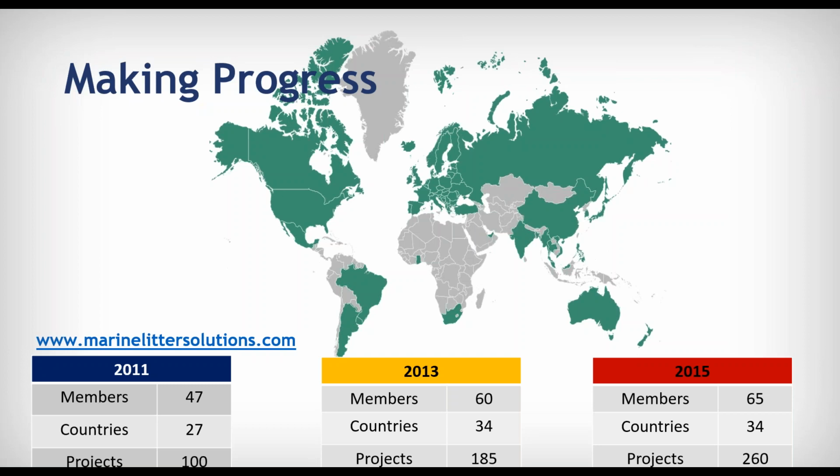Here, this is the graph I was looking for. So we started with 47 associations, and we've grown that to what we have today. Actually, 70 is the number today. And you can see the map of the coverage. So we're continuing to expand.